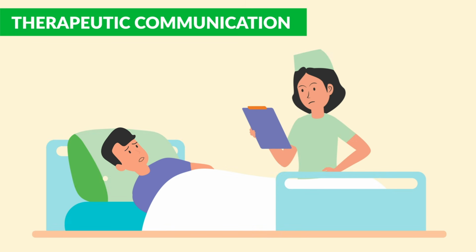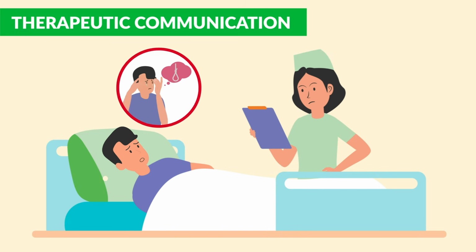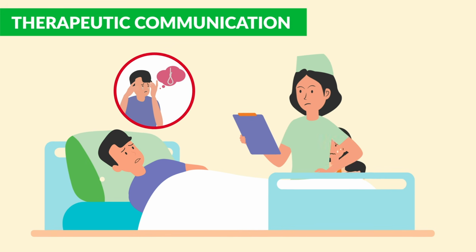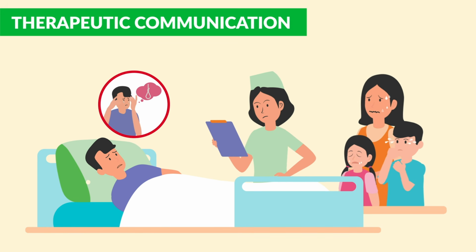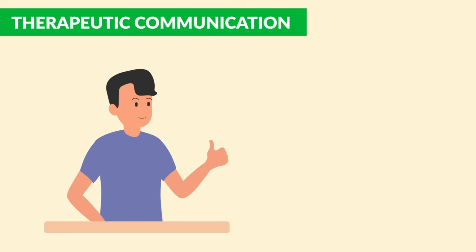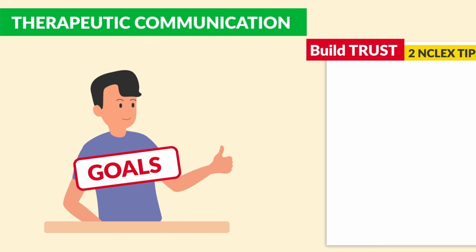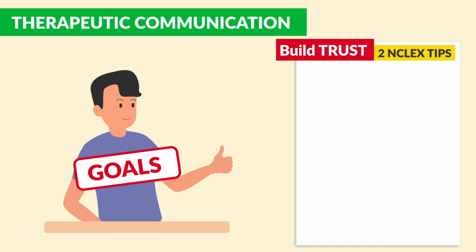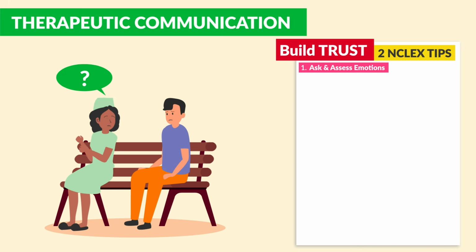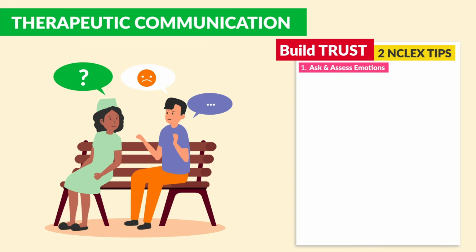For example, say a client presents to the hospital after a suicide attempt. As you can imagine, the family and the patient will be emotionally in turmoil. So remember, the goal here is to, number one, build trust. So the two NCLEX tips to write down is number one, ask and assess emotions. This is done to obtain important information.